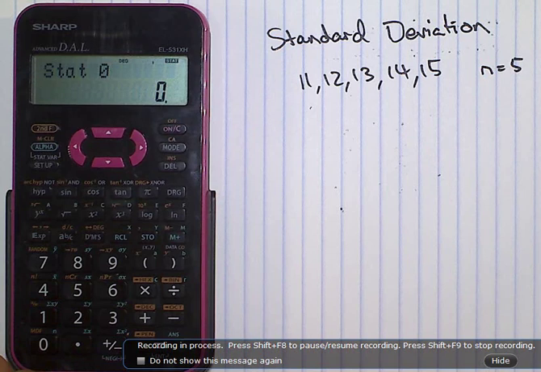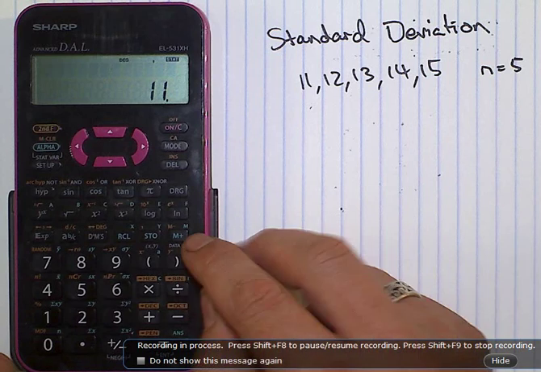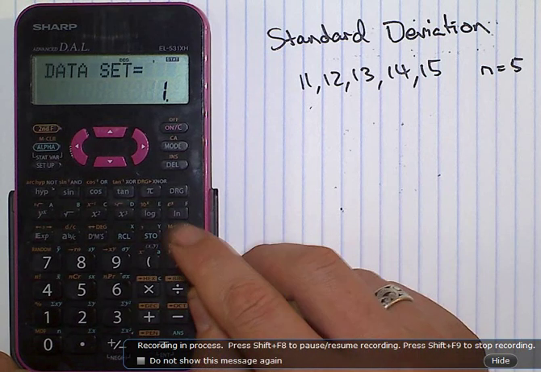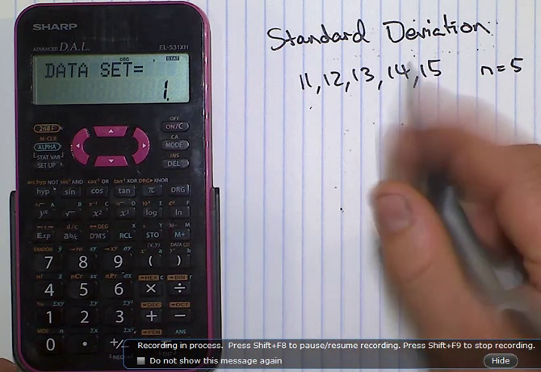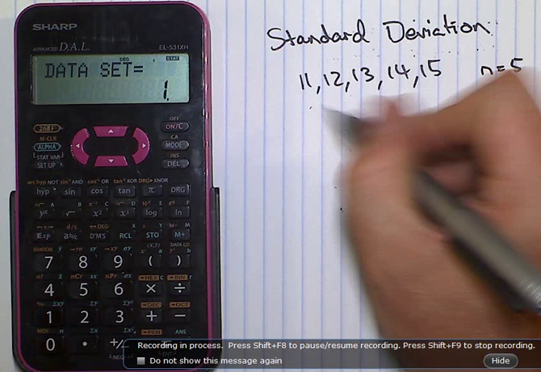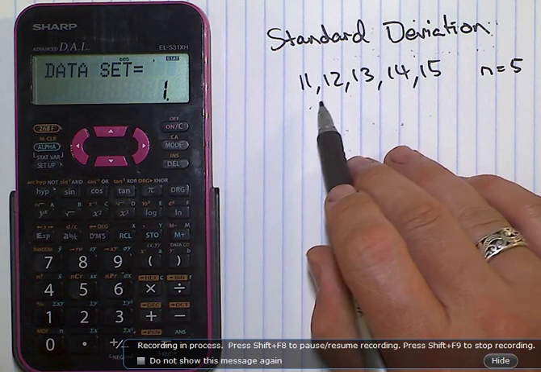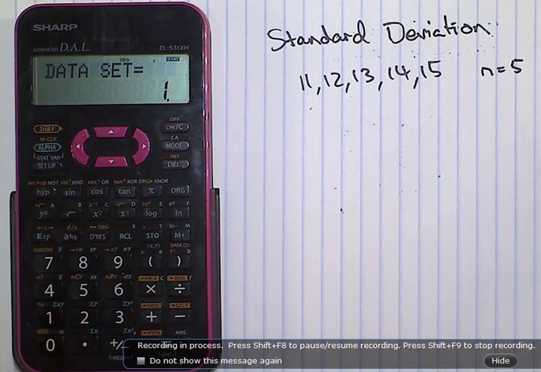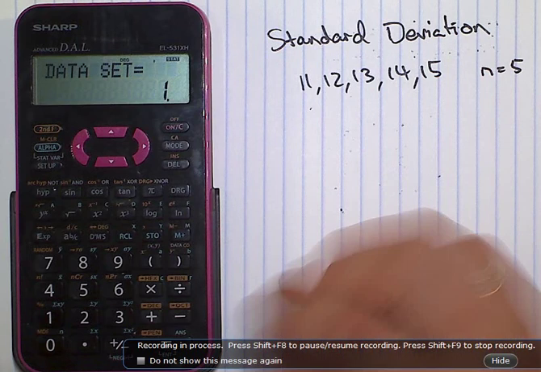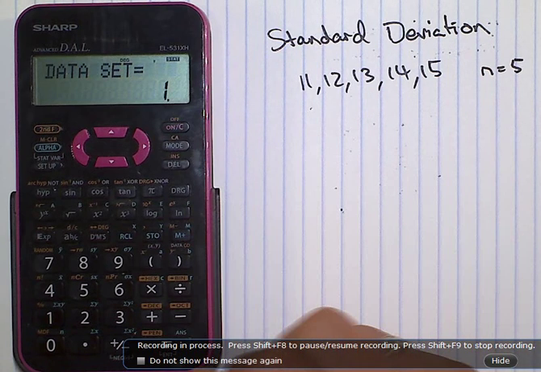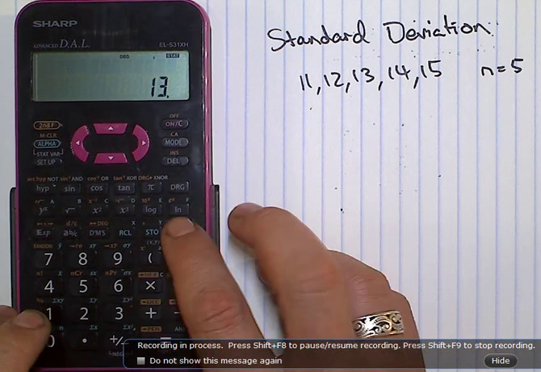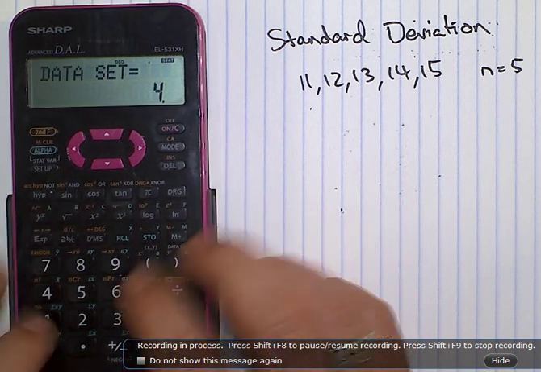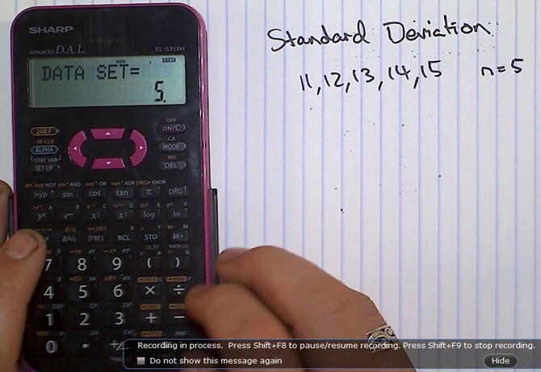At this point, we enter in our scores. 11. M plus is the button to press now. Data set equals 1. This is telling me that I've entered one number into my data set. I need to continue until I have 5 numbers in my data set. So I just continue. You do not need to press equals at this point or anything else. Just continue to enter your numbers. Five numbers in my data set.